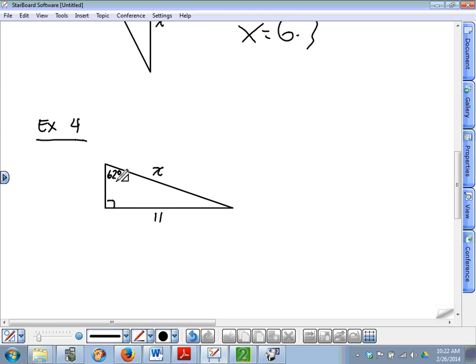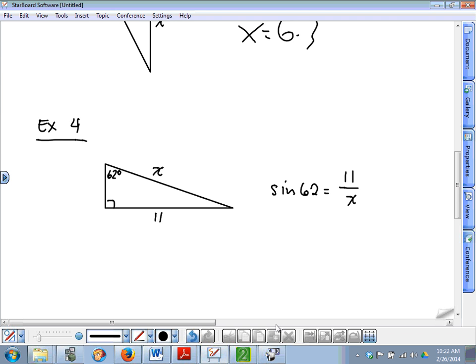This is the opposite length, right? Opposite. And what is this? So what's opposite and hypotenuse? It's the sine. So it's the sine of 62 is equal to the opposite length, which is 11, divided by the hypotenuse, which is x.